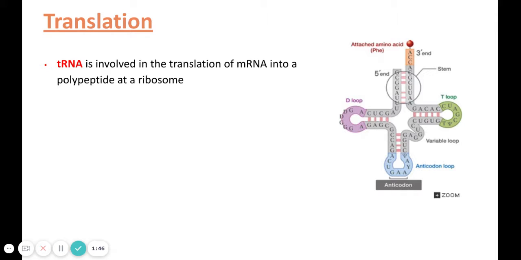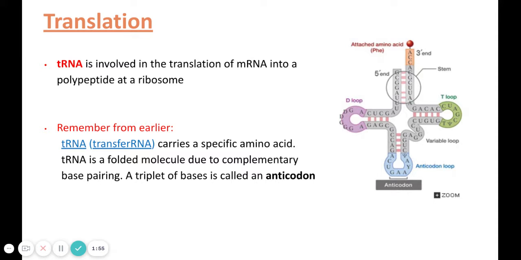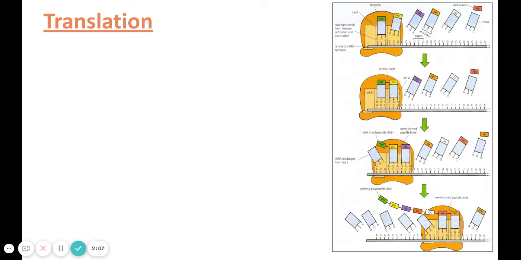So the tRNA is involved in the translation of mRNA into a polypeptide chain. That is the chain of amino acids, and that occurs at the ribosome. Remember that tRNA is called transfer RNA because it carries a specific amino acid. The tRNA is folded due to complementary base pairs, and that triplet of anticodons is key in explaining how translation works. So this picture shows translation.